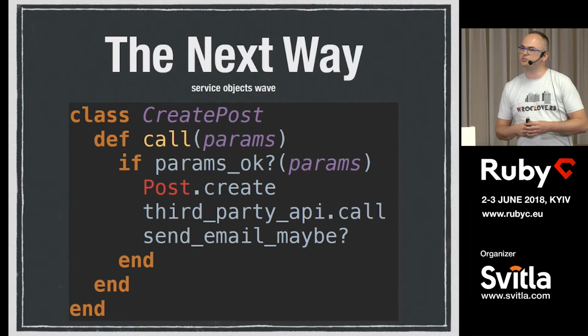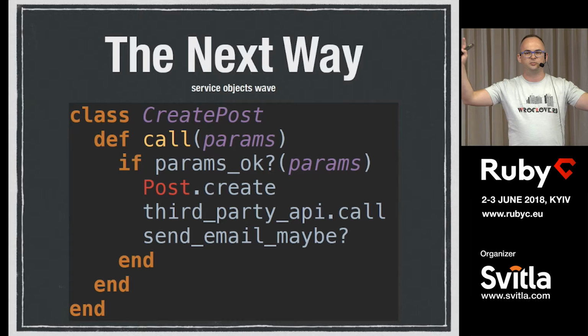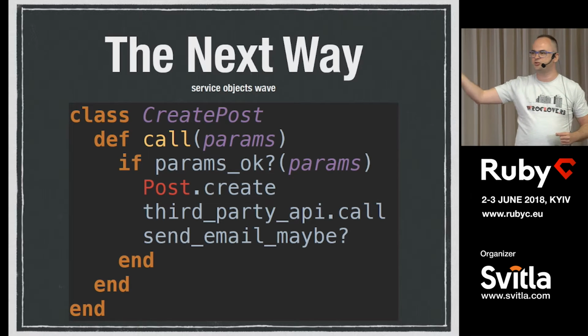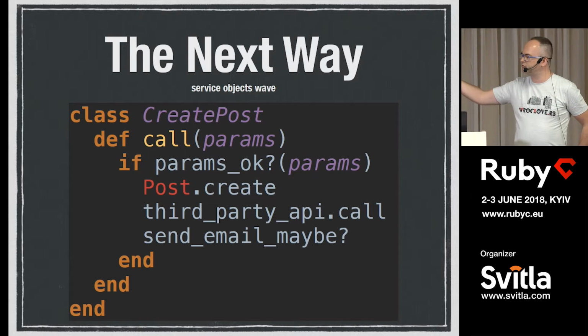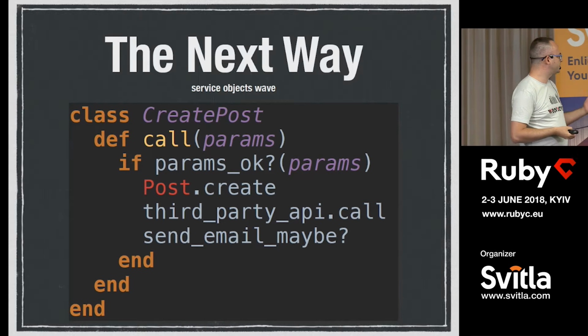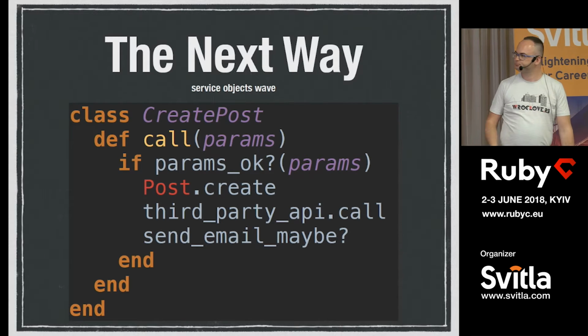The service object is mostly a layer between controller and model, and you put a service object in between. So the controller calls the service object, and the service object calls the Active Record models, including maybe some other external libraries, like sending emails or a third-party API.